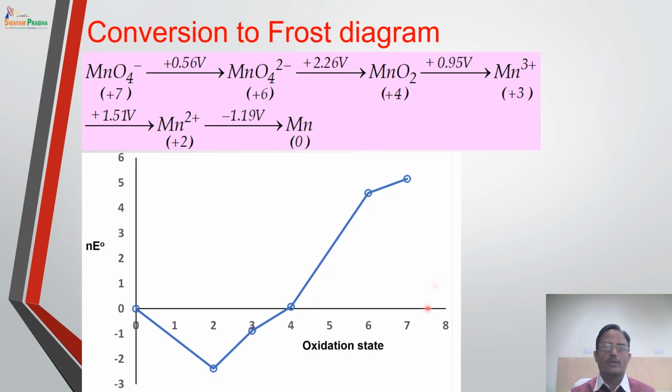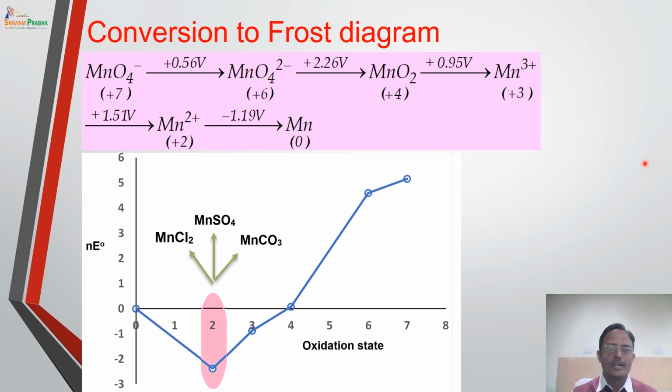This can be expressed also in terms of a Frost diagram. If we convert this Latimer diagram into a Frost diagram, you will find this Frost diagram is a graph between oxidation state and N into E0 value. N is the number of the oxidation state, that is the number of electrons lost or gained, multiplied by the E0 value. It is the standard reduction potential with respect to zero oxidation state. Which is the most stable oxidation state? The one which has the lowest value of N into E0, which is the +2 oxidation state in manganese.